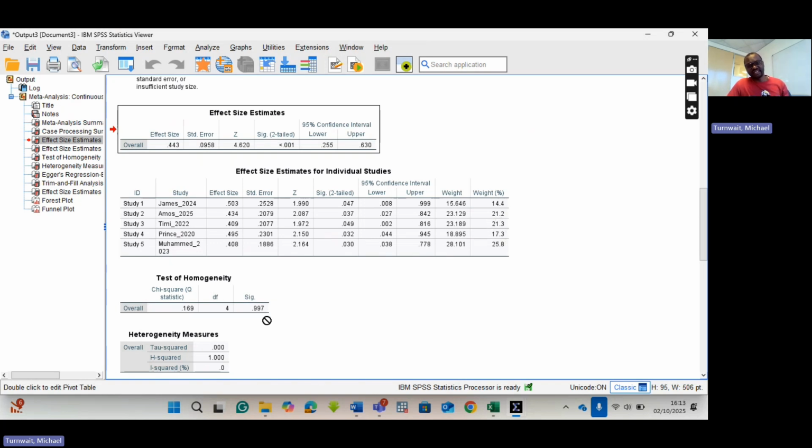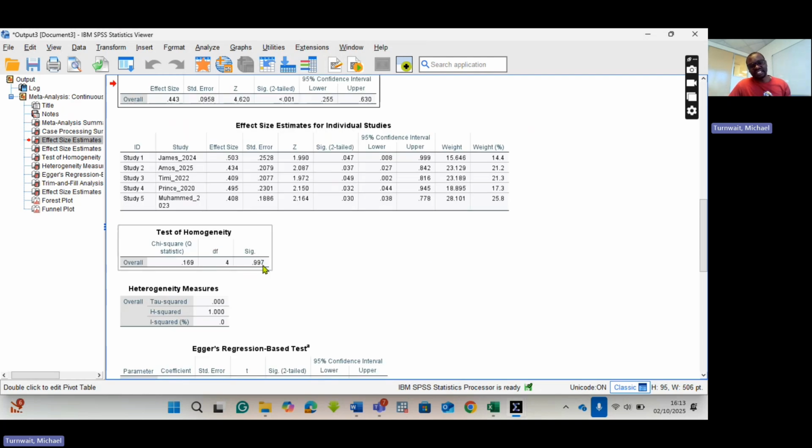This is the test of homogeneity. If you look deeply, you see that on the test of homogeneity, it's not statistically significant. In fact, it's high, 0.997. It's telling us that heterogeneity is low because the homogeneity is high. Now, the heterogeneity measures are also here, confirming what we just said. Because the heterogeneity is low, you see that the I squared percent is 0.0, while the H squared is 1.00. It simply means we have low heterogeneity recorded in this study.